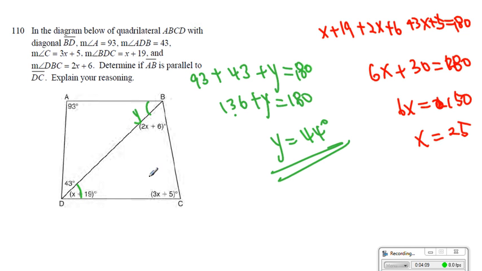If x equals 25, what is the measure of this angle? That's right. 25 plus 19 becomes, in fact, yes, it becomes 44. So in fact, you will realize that these two measures of the angles are equal to each other, so therefore they are parallel.